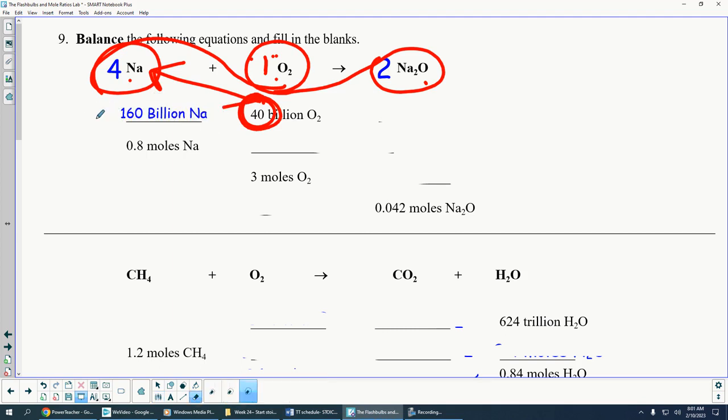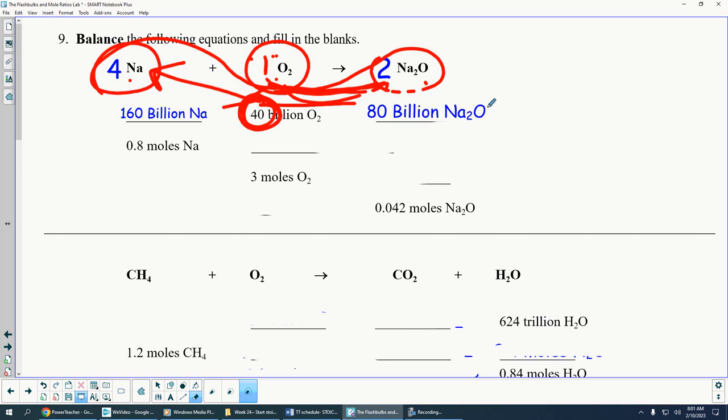160. I need 4 times as many because my coefficient ratio is 1 to 4. Let's say I have 40 billion O2s. How many Na2Os can I make? This is a 1 to 2 ratio. If I have 40 billion of those, I can make 80 billion of those. Okay, awesome.